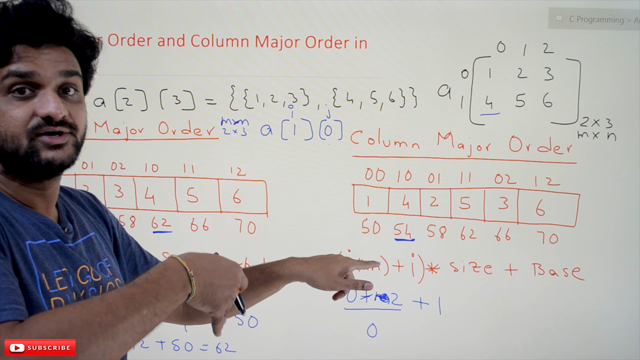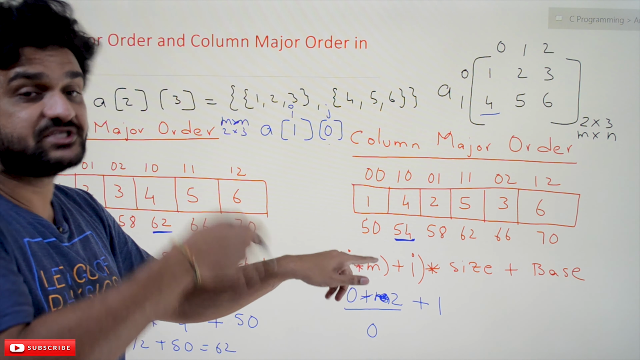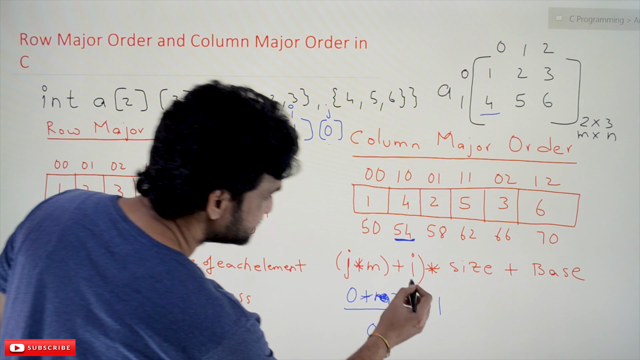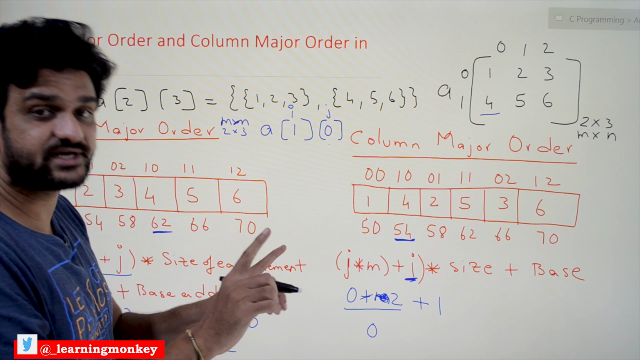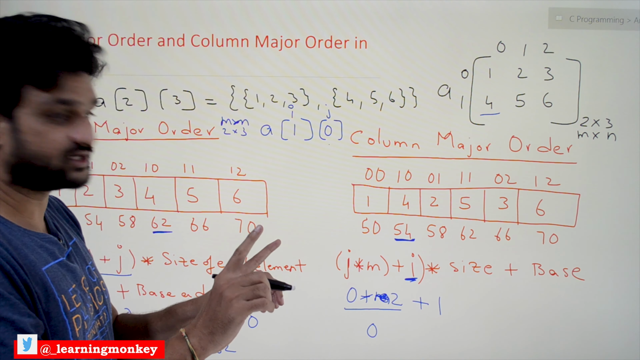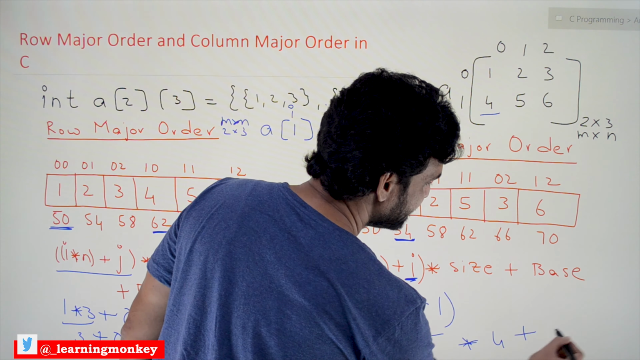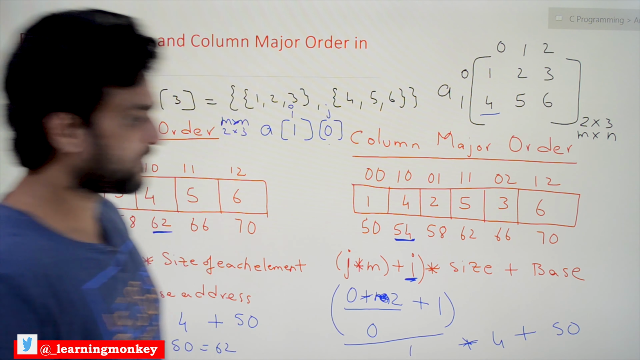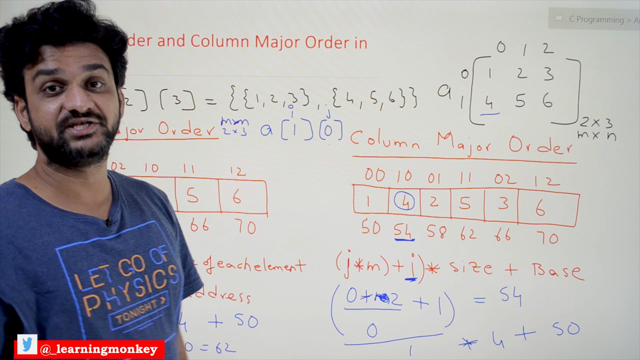So within this column, which one? Is it the 0th element or the first element? It is the first element, which is represented by I. Try to understand that logic. So 0 plus 1 is 1. This value is going to be 1 into the size of the element, 4. Size of each element is 4 bytes, plus the base address, which is 50. 50 plus 4 is equal to 54. So at the 54th location, the value 4 is present.